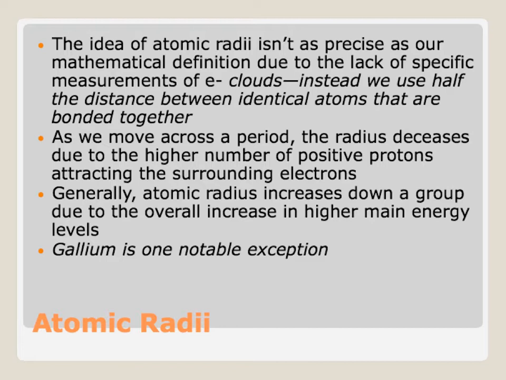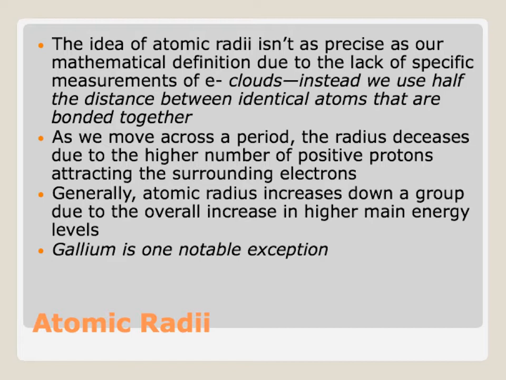So the first property that we're going to look at is atomic radii. Radii is the plural for the word radius, right? And so we're looking at the size of the atom across. The diameter is the atom across from one side to the other. The radii is half that distance, but the patterns are basically the same. So the idea of atomic radii is just saying how big it is from the nucleus to the furthest energy level electrons. And that gives us an idea of the overall size of the atom.